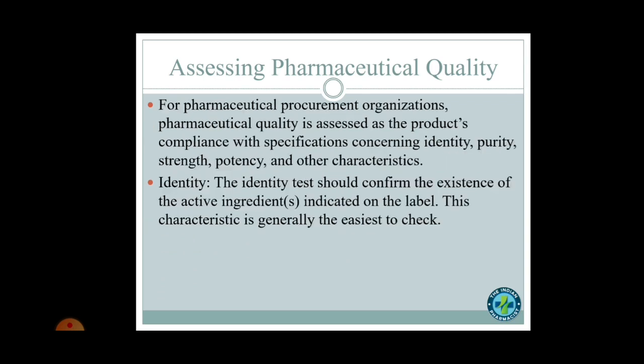For pharmaceutical procurement organizations, pharmaceutical quality is assessed as product's compliance with specifications concerning identity, purity, strength, potency, and other characteristics. Some major specifications include identity. Identity test should confirm the existence of the active ingredient indicated on the label. This characteristic is generally the easiest to check. It is most probably checked through IR or through HPLC retention time.